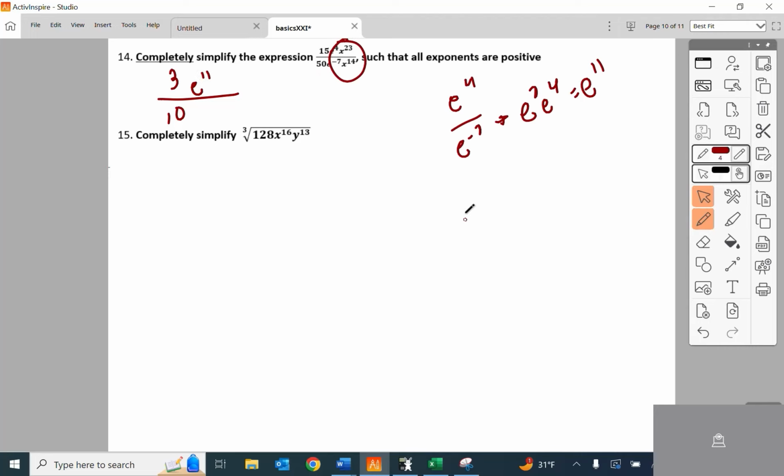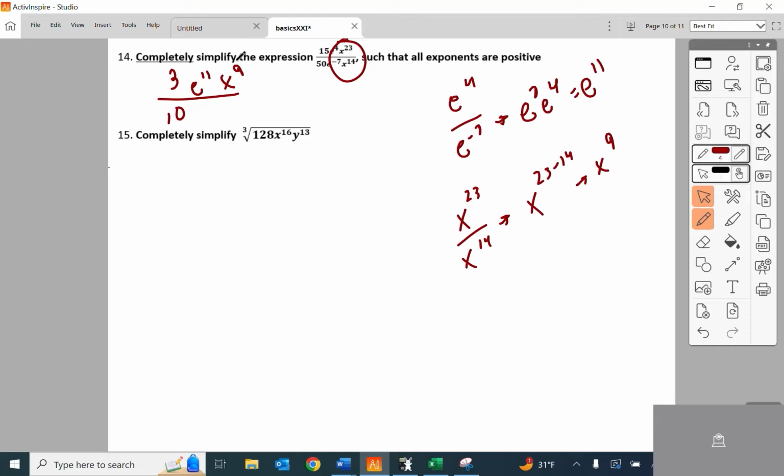And I'm looking at this one. This is x to the 23rd over x to the 14th. It wasn't supposed to be 23. Typo. Division is subtraction. This becomes x to the 23 minus 14, and 23 minus 14 is x to the 9th. Also up top. Alright, moving forward.